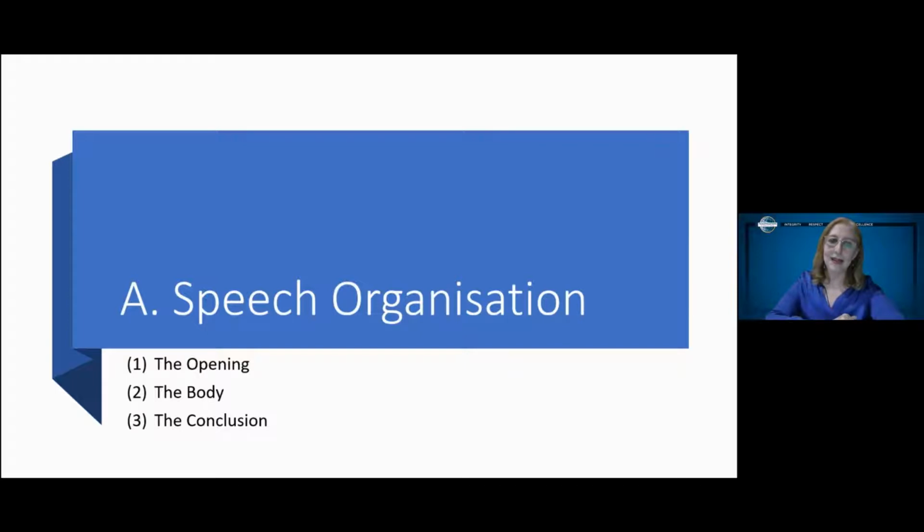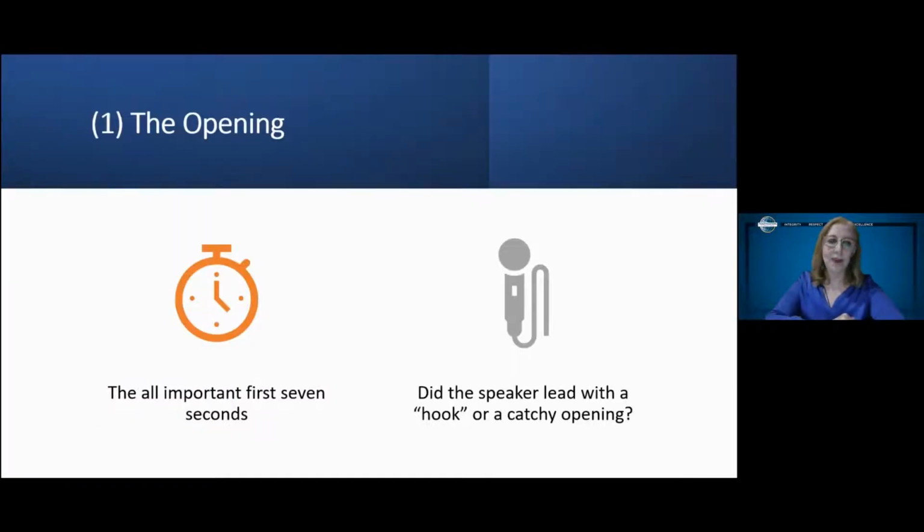When it comes to the opening, we talk about the all-important first 7 seconds. We usually have about 7 to 10 seconds to make a good first impression. What I look for is whether the speaker started their speech with what public speakers call the hook. Did the speaker engage the audience right from the get-go? Did they use a catchy opening? That is what really sets up a speaker to deliver a wonderful speech.